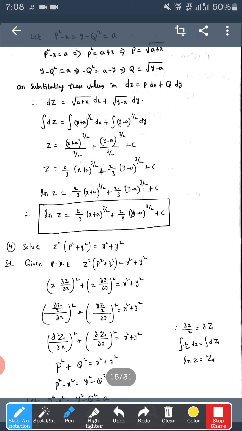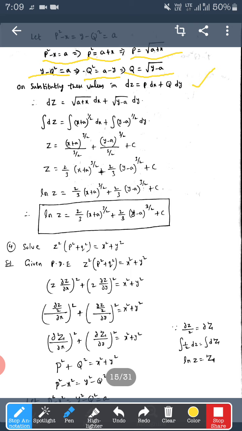So that can be written as p square minus x is equal to capital P square is equal to y minus q square is equal to a. Therefore, p square minus x is equal to a. Then solve it for p. Therefore, p square is equal to a plus x, so p is equal to square root of a plus x. And here also y minus q square is equal to a, so q square is equal to y minus a and q is equal to square root of y minus a.